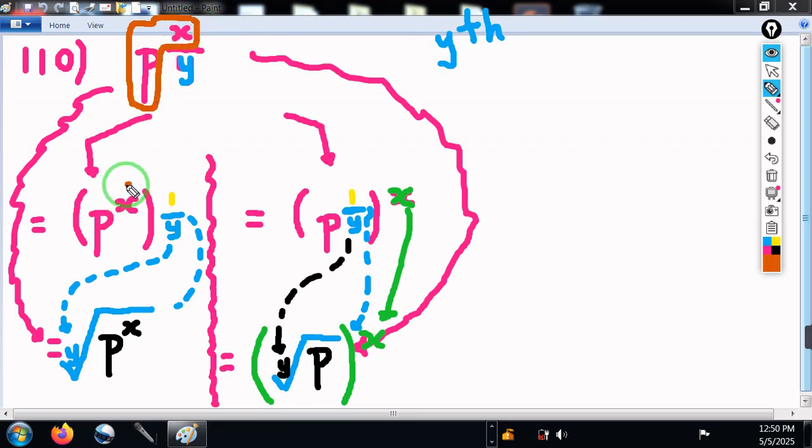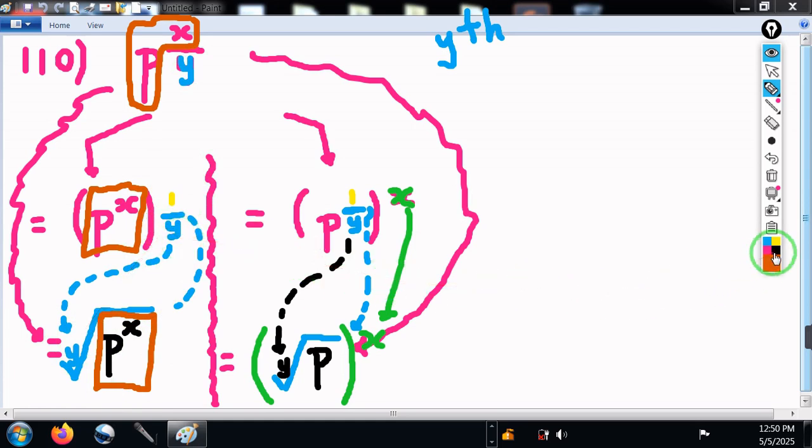Then the p and the power x comes back. So the only thing that's left for you to do is just the over y. The over y is the white root. Can you get that? Yeah, the over y is the white root.